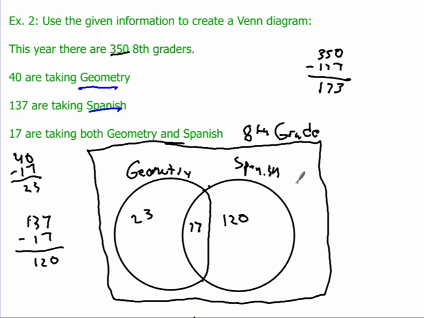So what do I do with them? I just put that 173 out here because those 173 students are not in geometry or Spanish or both. And now my Venn diagram is complete. So hopefully you can see how we use the given information to fill in our Venn diagram. All right, so that's about it.